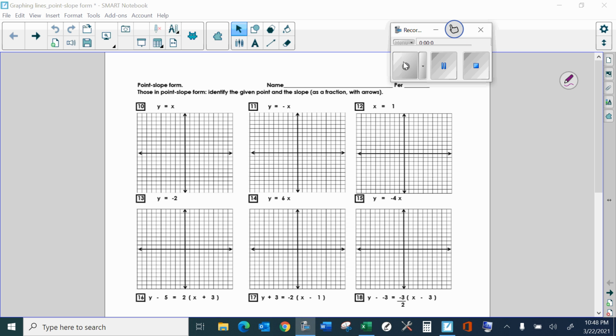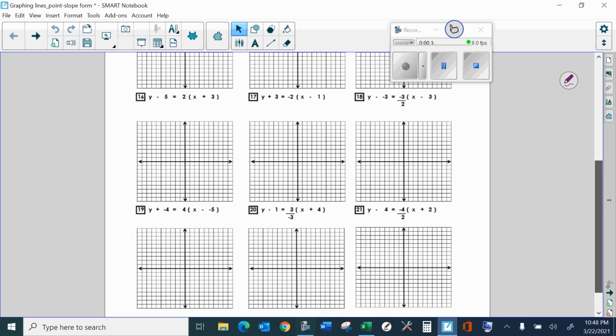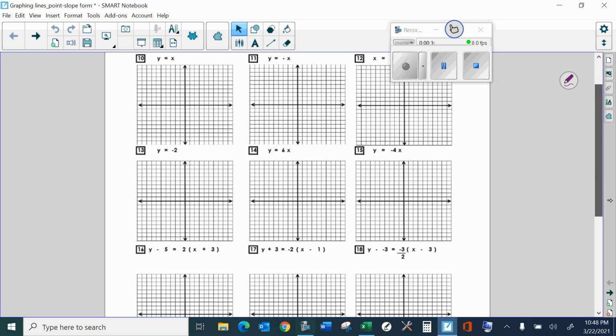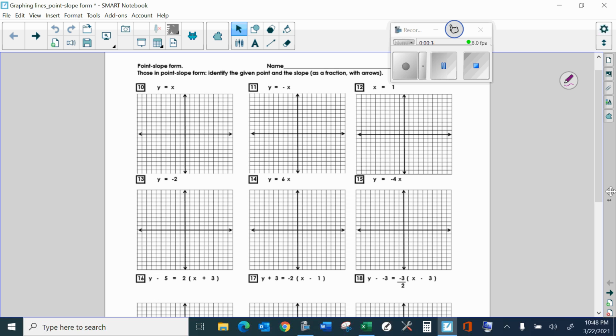All right, students, we're going to graph lines from point slope form. First, we have some horizontal and vertical, our most famous lines of y equals x and y equals negative x. And then the bottom six, we have point slope form. So that will cover all of our types of lines between the other video of slope-intercept and standard form, to vertical and horizontal and point slope form here.